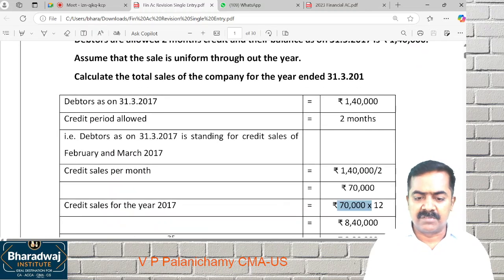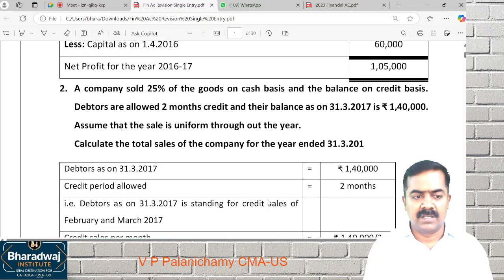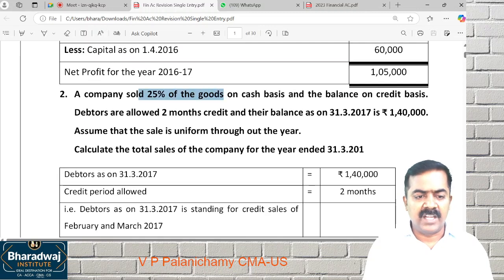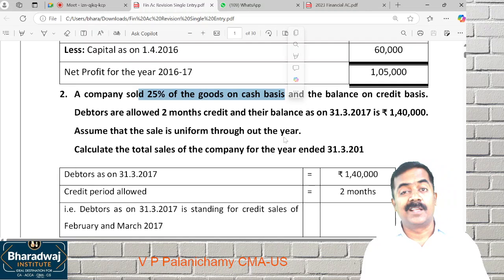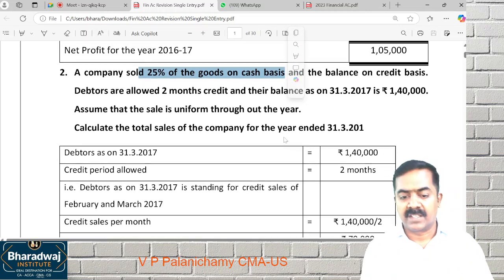For the year, credit sales will be what? 70,000 into 12, how much? 8,40,000. Simple. If 25% is cash sales, the remaining 75% will be credit sales.